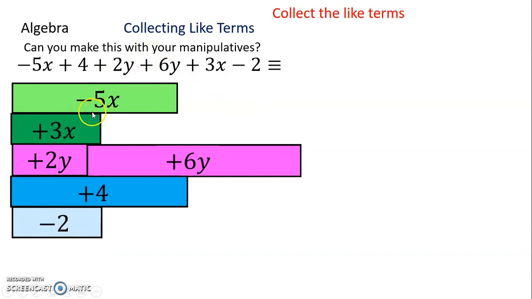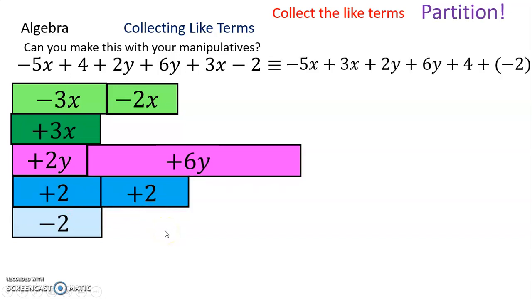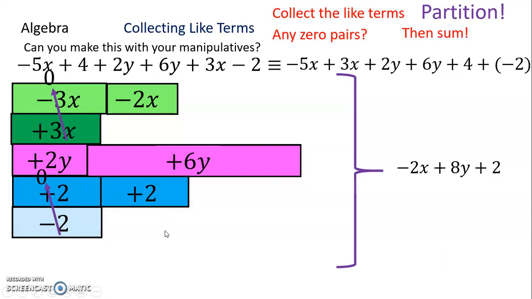Now the difference here with the bar model is I'm going to have to partition to look for zero pairs. So in the case of this negative 5x, I need to partition into negative 3x and negative 2x. And for the positive 4, I'm going to need to partition that into a positive 2 and another positive 2. And now I can look for my zero pairs. I've got one there and one there. And then I can sum, and I'll get exactly the same answer as I did when I used the counters.